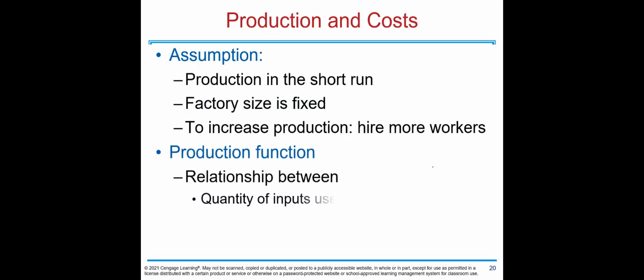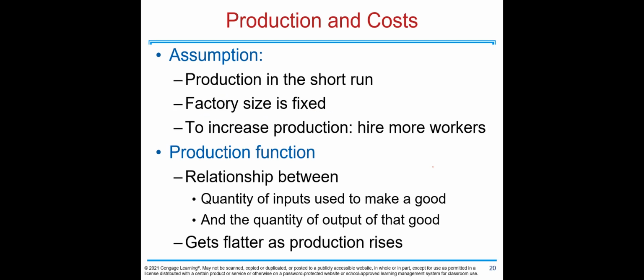Now, the next topic that we are going to talk about today is production and costs. Let's make some assumptions first. We are talking about production in the short run, and at least one input is fixed. In this case, factory size is fixed. It's hard to expand the factory in the short run. The only way to increase the production is to hire more workers. And production function shows the relationship between quantity of inputs used to make a good and the quantity of output of that good. And production function gets flatter as production rises.